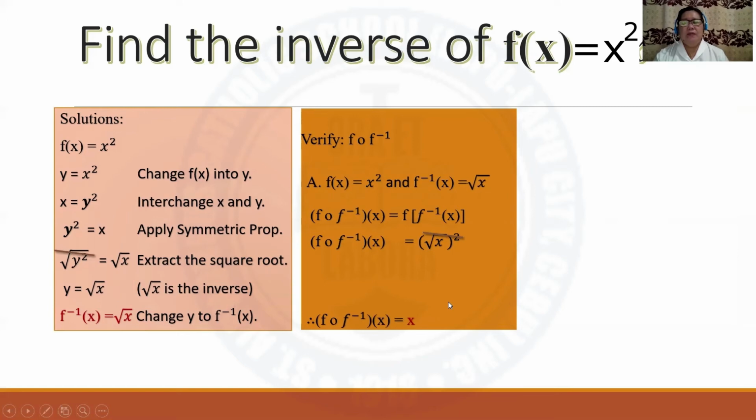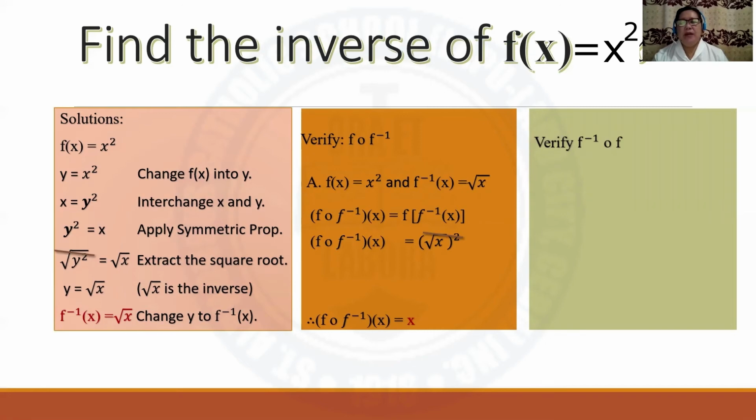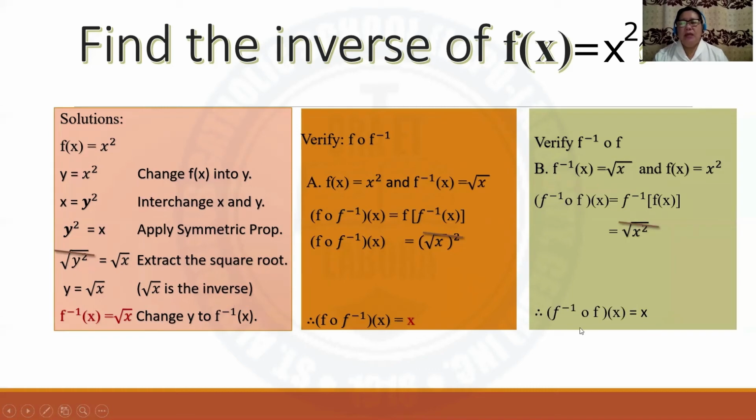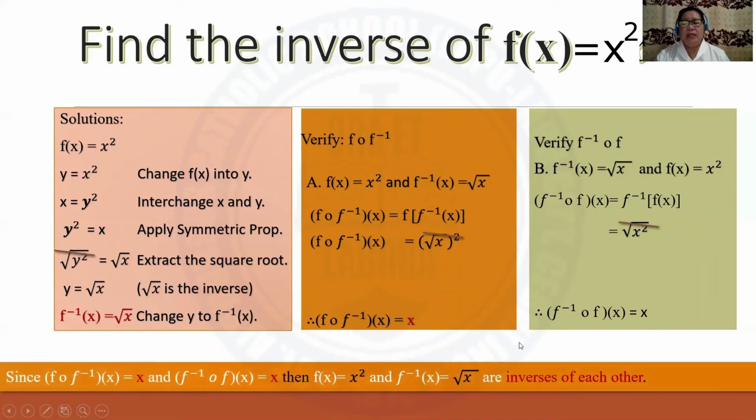Let's try to find out if our answer for the next composition is still x. So we have to verify the inverse circle f. We have to follow the format of this one, and we have to replace x by x squared. So this expression is equivalent to this, the square root of x, and since we have to change x into x squared, that is why we have square root of x squared. Cancel, what we have is x. Therefore, the answers are the same. Then, we can conclude that they are inverses of each other.